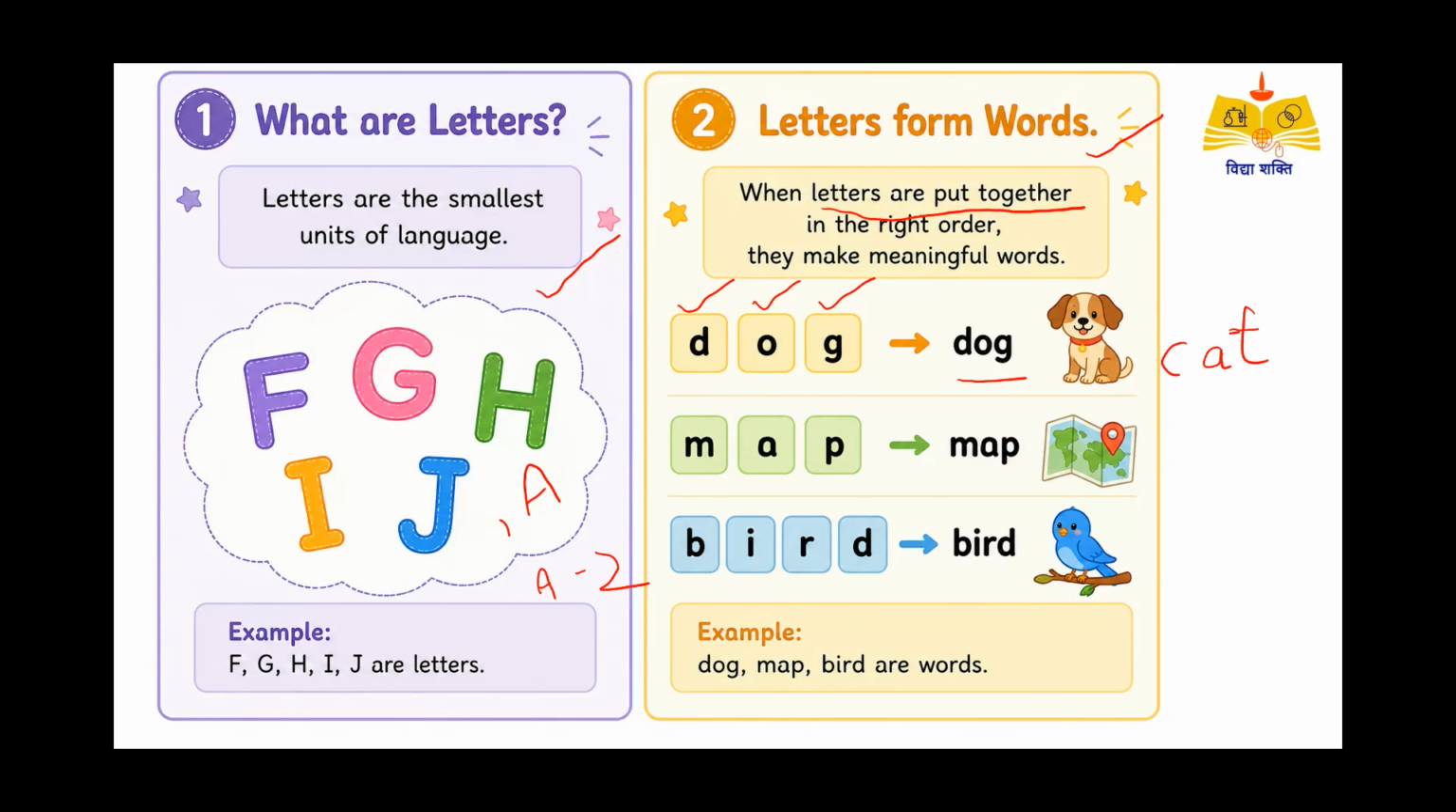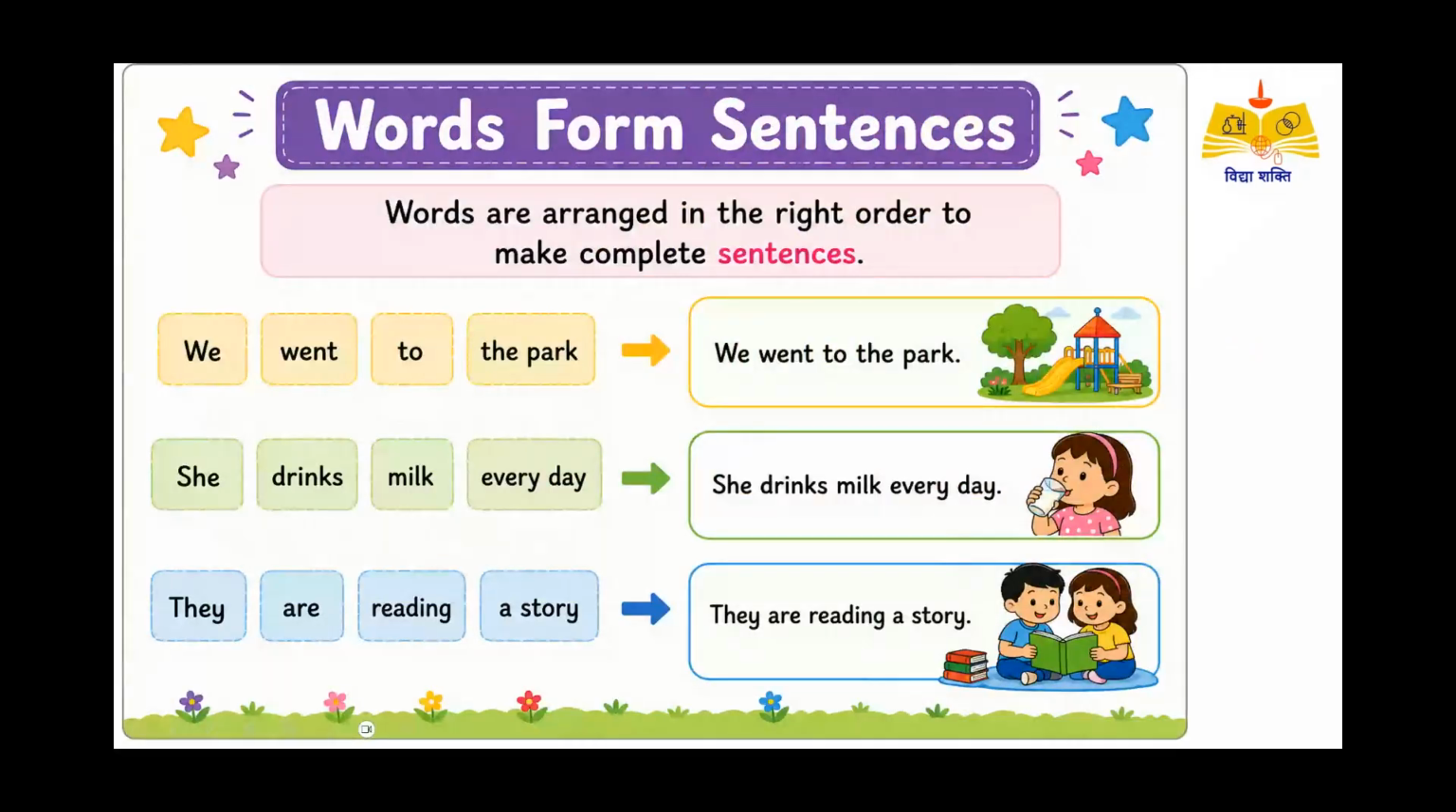Okay, na? Next, what we are seeing, next example is another set of letters. MAP. Then you have your word as map. Okay. Tarvata, you have another set of letters. BIRD. Bird. So these letters are forming words. Okay, na? Now, when you put the words together, when they are arranged in the right order, they form a sentence. Sentence. Vakyamu antam kada.